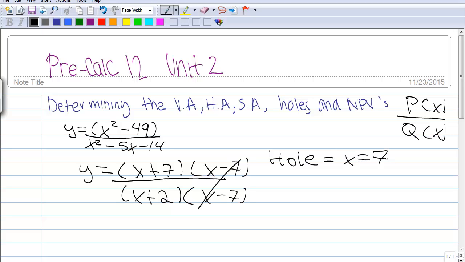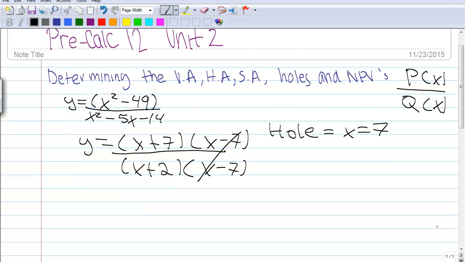We are left with an x plus 2 on the bottom. Since we have a factor left on the bottom, which is x plus 2, it will become a vertical asymptote at x equals negative 2. Which is also the zero of the graph.